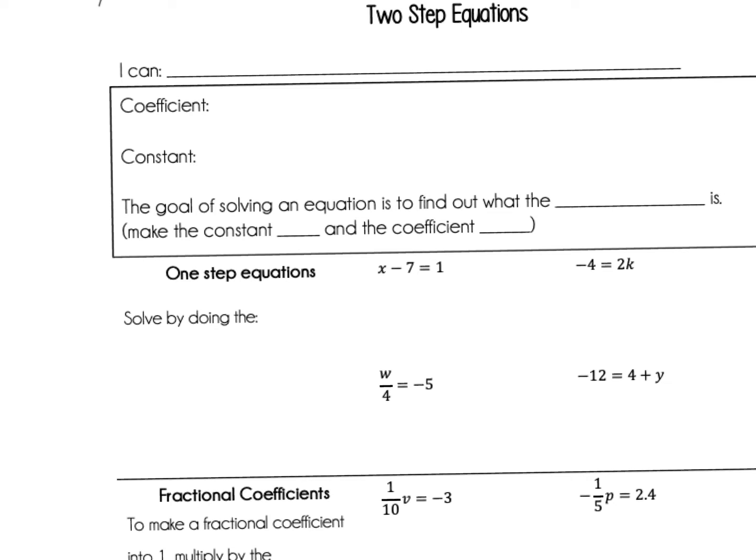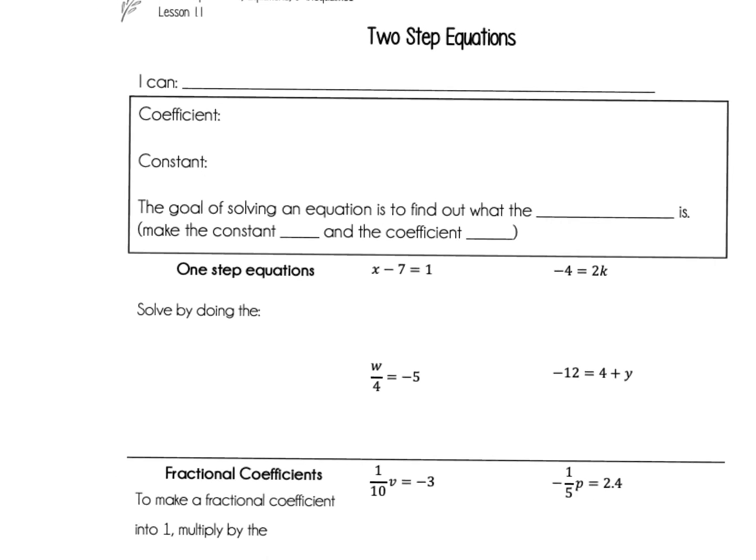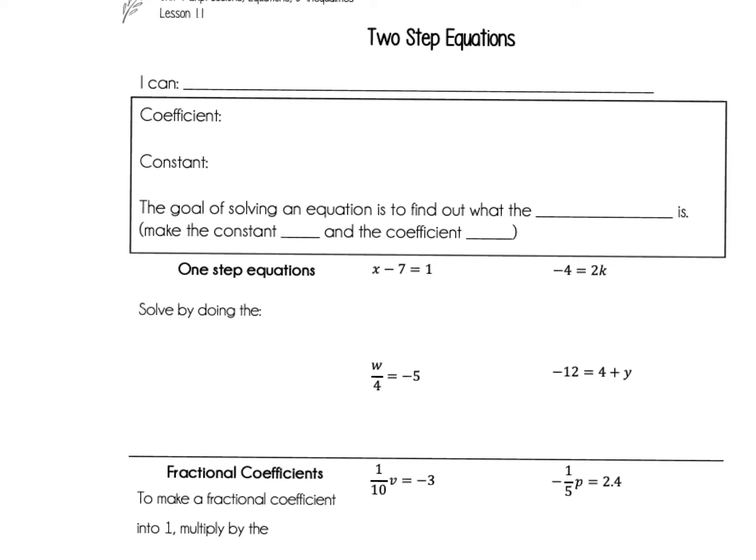Okay, so on this video, we're going to talk about solving two-step equations. First, we're going to start with labeling some vocab. The coefficient is the number multiplying or dividing the variable.